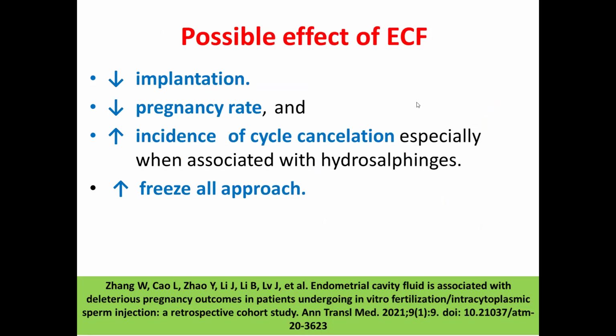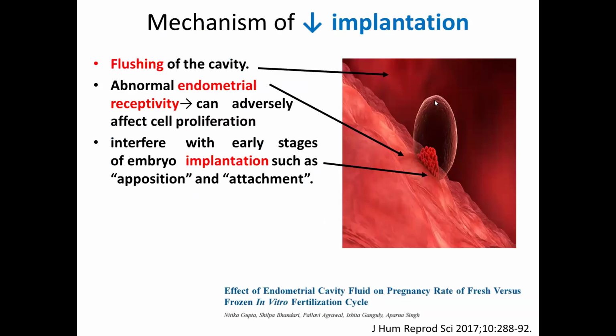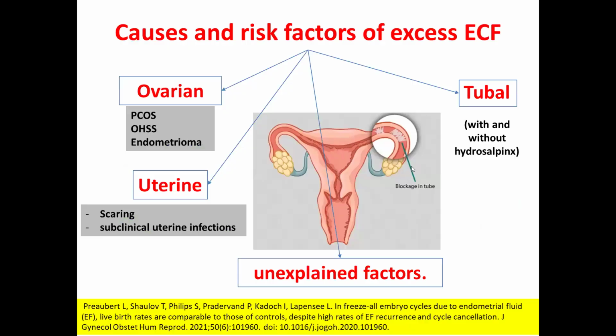And this fluid inside the endometrial cavity may interfere with implantation, decreases pregnancy rate, increases incidence of cancellation rate, and increases freeze-all approach rate. And actually, it interferes with implantation by flushing the cavity, so flushing the fertilized oocyte, and has effect on the endometrial receptivity and implantation as well.